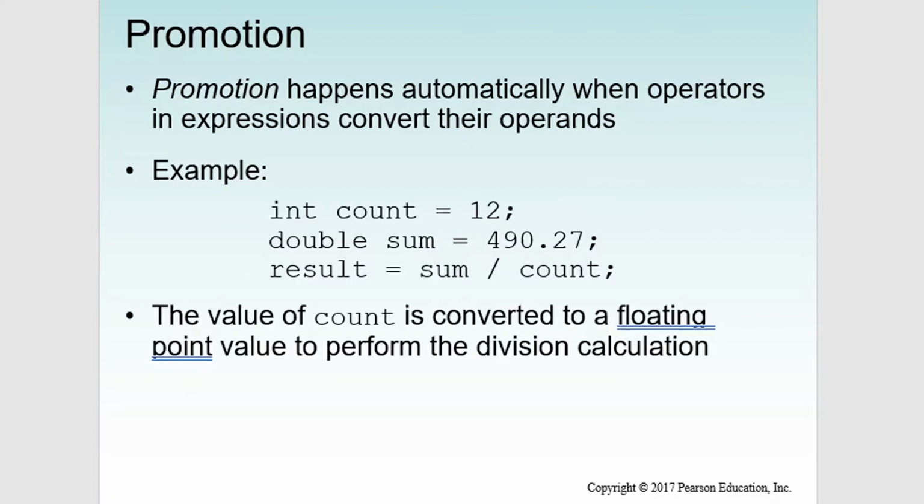Promotion happens automatically when operators in an expression convert their operands. Example: int count is equal to 12, double sum is equal to 490.27, the result of sum divided by count. So since sum is a double, this calculation will be promoted to be a double. The value of count is converted to a floating point value to perform the division calculation.